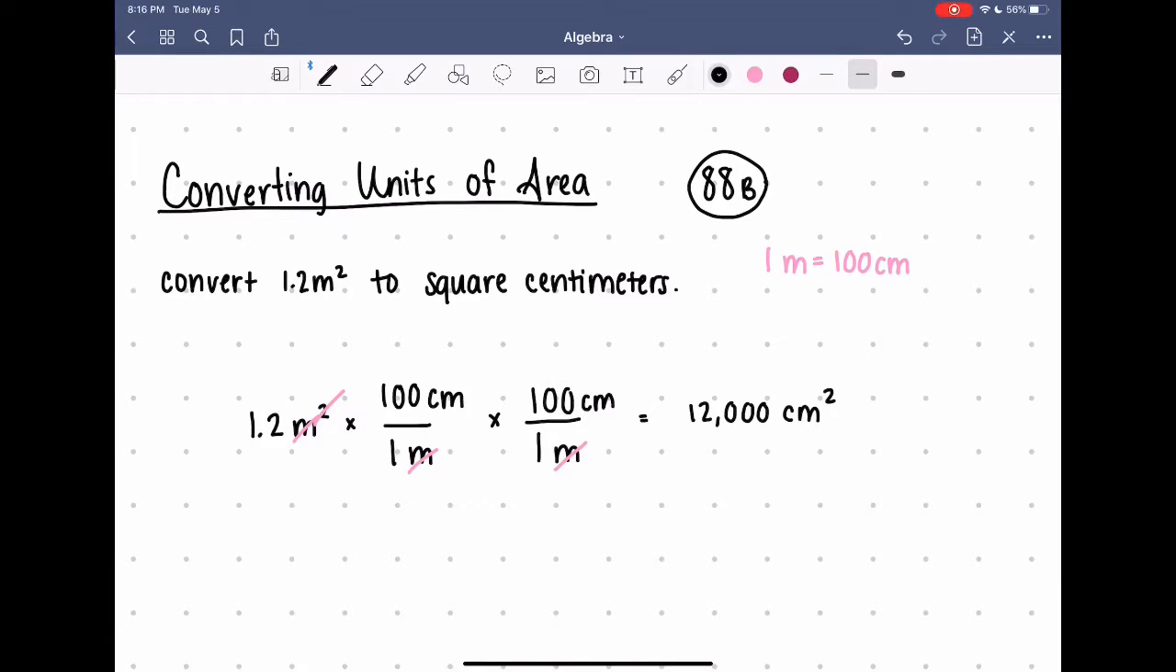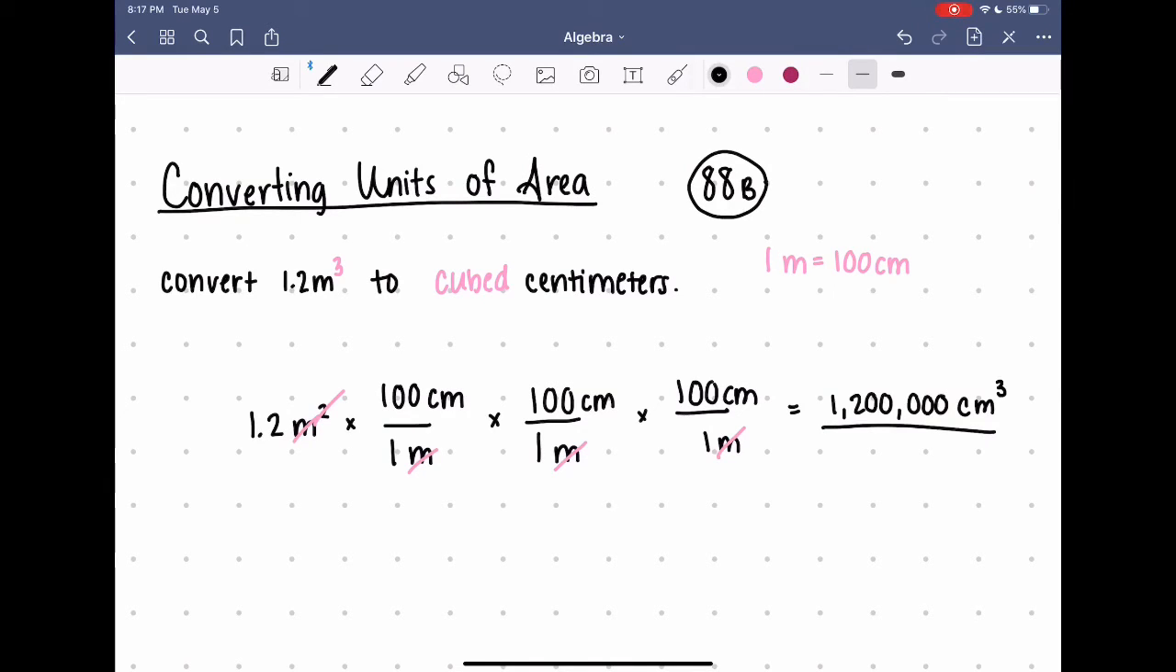Now, if it said meters cubed and asked me to go to cubed centimeters, I would have to multiply it by 1 more ratio to get rid of 3 units of meters. So I'd have to do it 1 more time, and that would get rid of the 3rd meter. And if I was going into cubed centimeters, the answer would be 1,200,000 centimeters cubed. Okay, I hope that made sense.